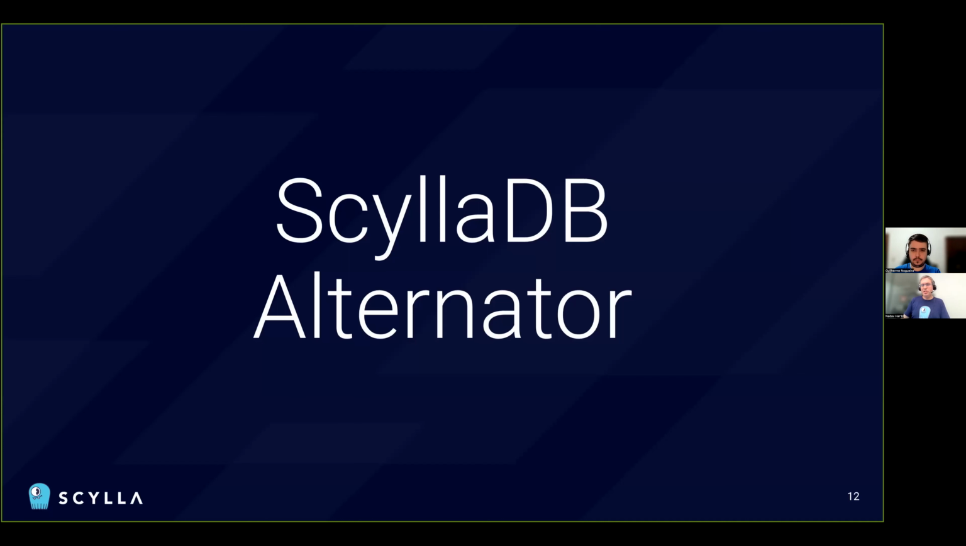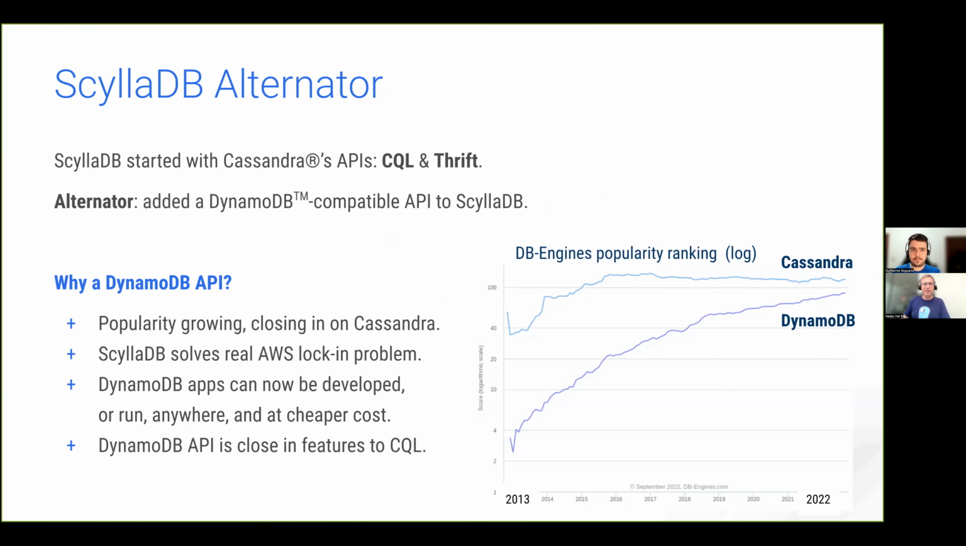Okay, so that was ScyllaDB. Now, what is ScyllaDB Alternator? When we started ScyllaDB, we started by being a drop-in replacement for Cassandra, and we supported Cassandra's APIs, which are CQL and the older Thrift. CQL is the more interesting one. But what we added later, we call it Alternator, is a DynamoDB-compatible API to ScyllaDB.